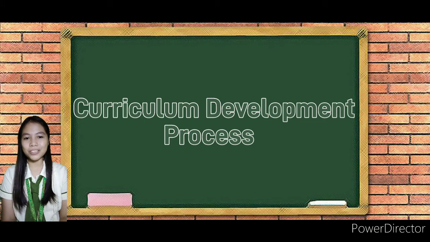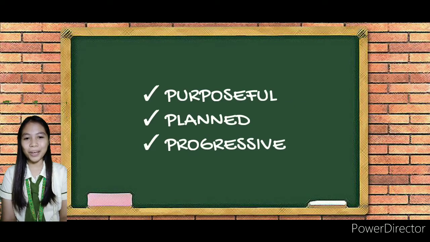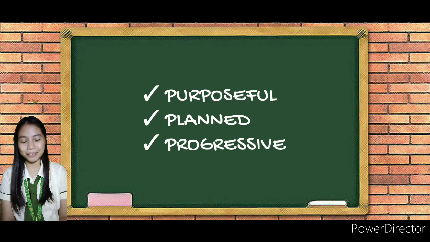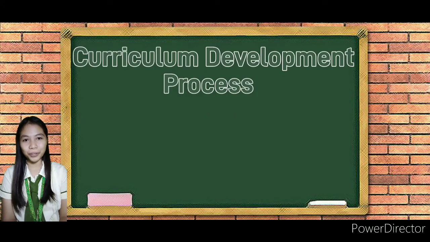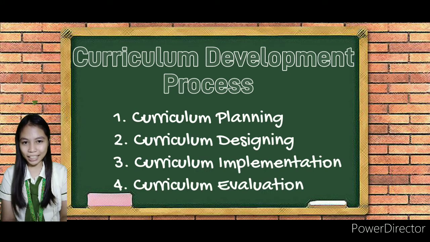It is a dynamic process involving many different people and procedures. To produce positive changes, development should be purposeful, planned, and progressive. Furthermore, the curriculum development process is usually linear and it follows a step-by-step fashion involving the following phases, which are curriculum planning, curriculum designing, curriculum implementing, and curriculum evaluating.